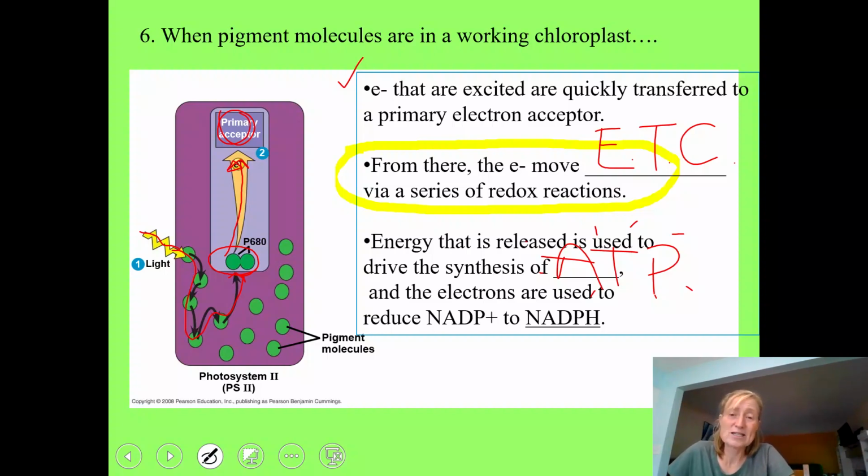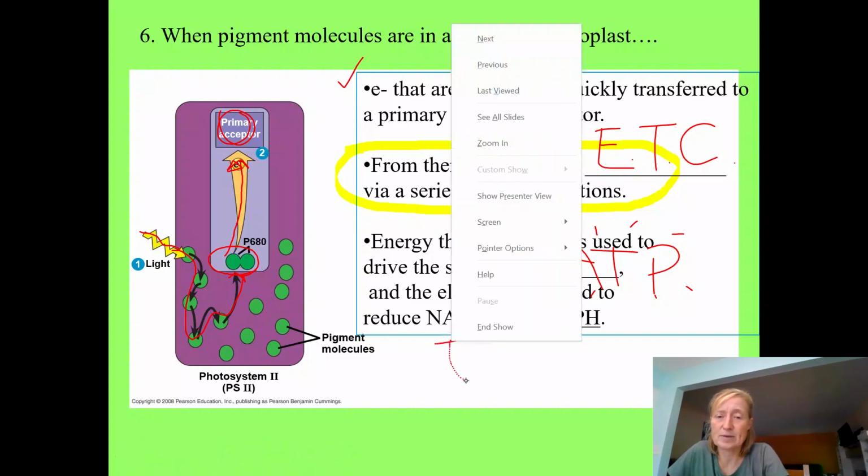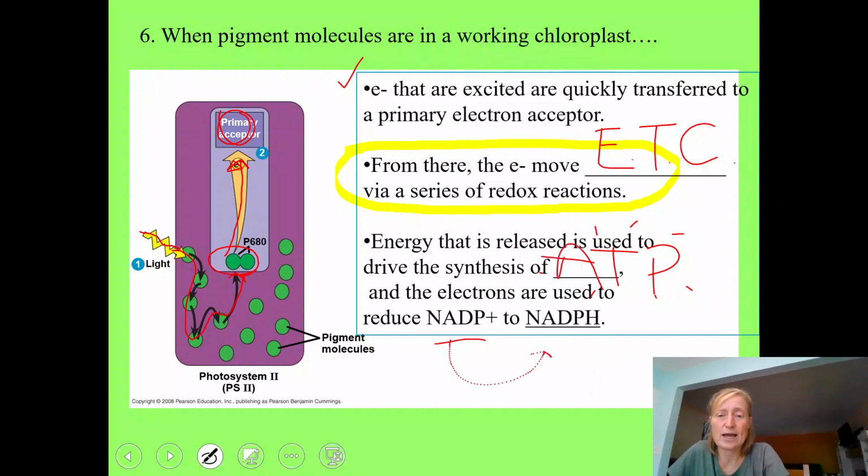So the energy that's released as these electrons fall down an electron transport chain is used to make ATP, and the electrons are eventually donated to something called NADP plus to make NADPH. The electrons are donated to NADP plus. NADP plus is reduced to NADPH. And we make something called NADPH, which is a little shuttler of high energy electrons. It's going to be useful later.